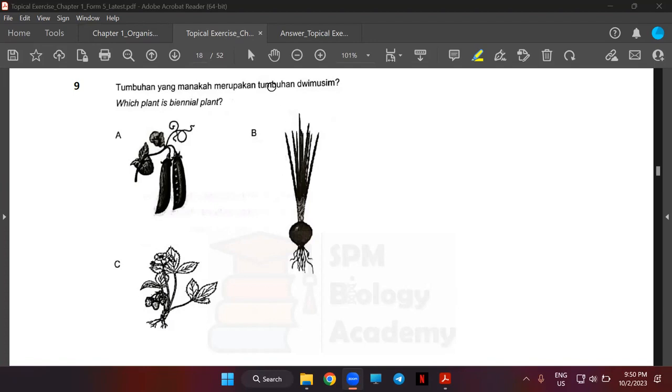Tumbuhan yang manakah merupakan tumbuhan dwi musim? So which plant is a biennial plant? Kita tahu bahawa tumbuhan dwi musim they grow for 2 years. First year they grow their root, stem and leaf. Bila masuk tahun kedua barulah mereka mengeluarkan bunga untuk tujuan reproduction, pembiakan. So yang mana tumbuhan dwi musim, biennial plant? Ini kacang pea. Ini strawberry. Ini onion.